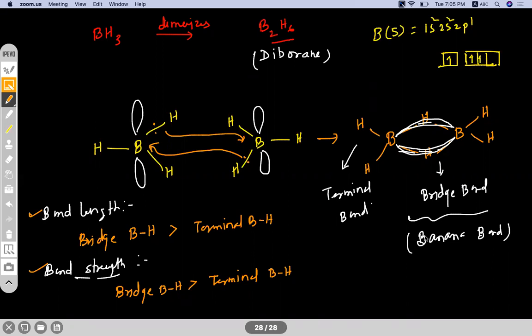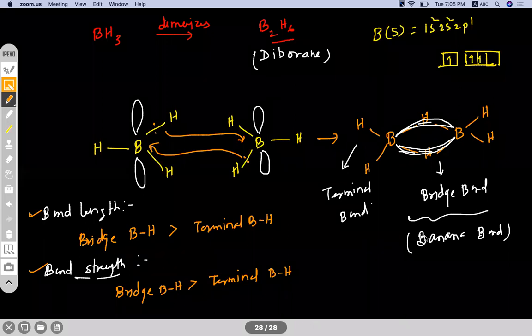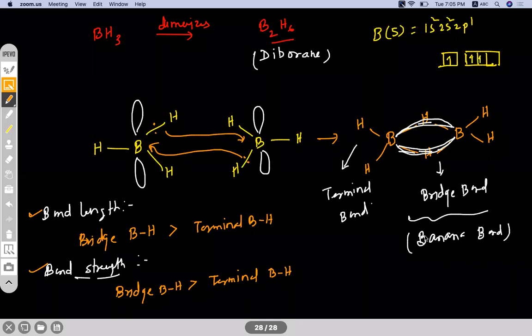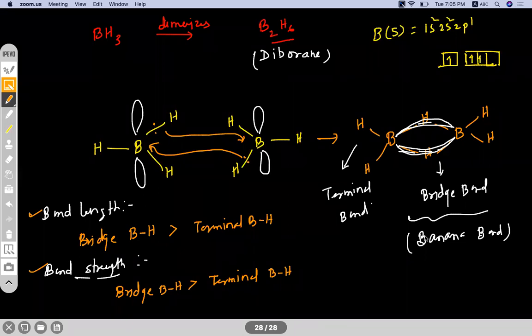No, it's not. We have two electrons only. Where do we have four electrons? It is three center, two electron. Okay, so these two properties related to bond length and bond strength, you must remember.